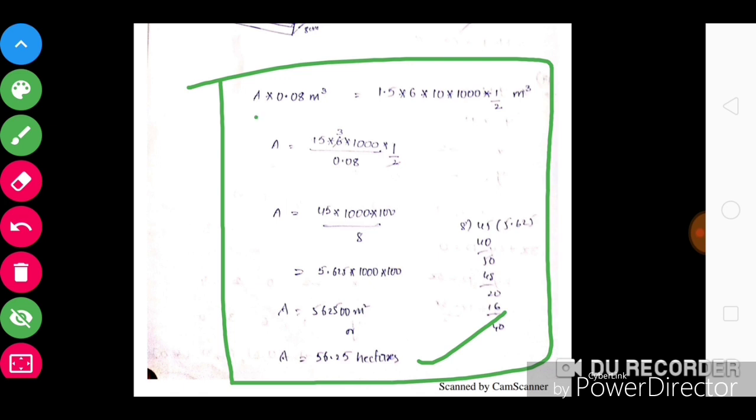Okay, the thing is, we should equate volumes. Here the volume is area into depth, but here it is the cross-section area of the rectangle into speed into time. We'll get meter cube per second into second. So ultimately we'll get meter cube here. Here also we'll get meter cube. So we should equate both these volumes. Okay.